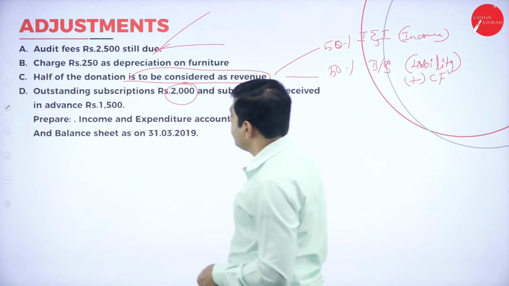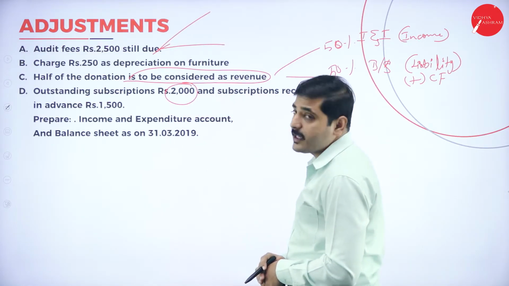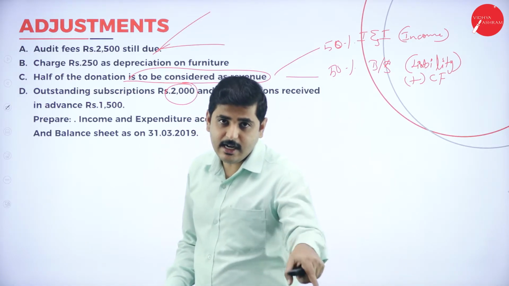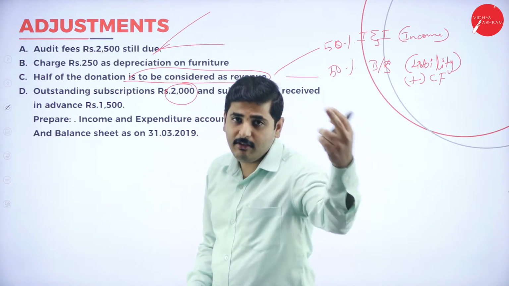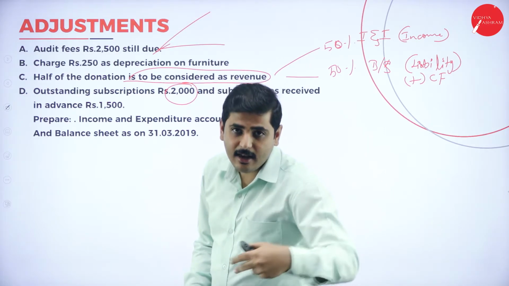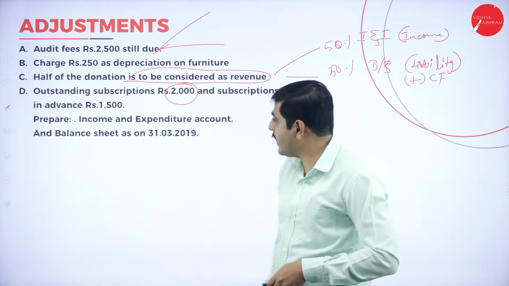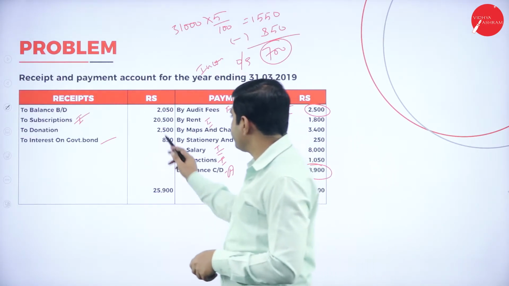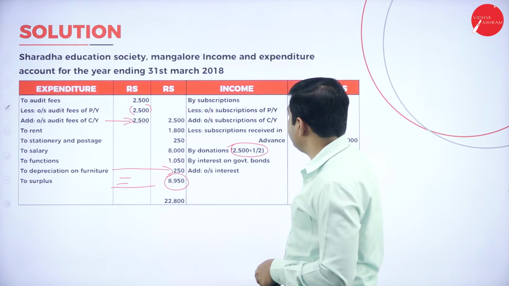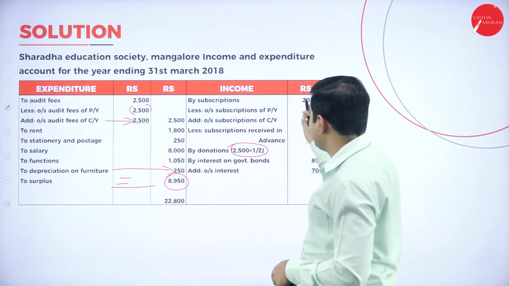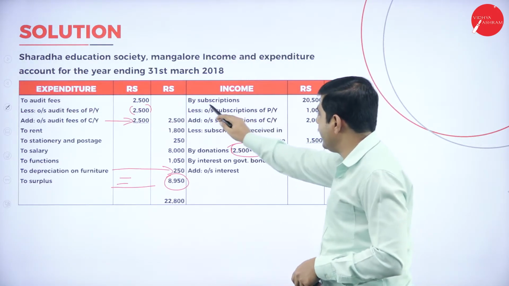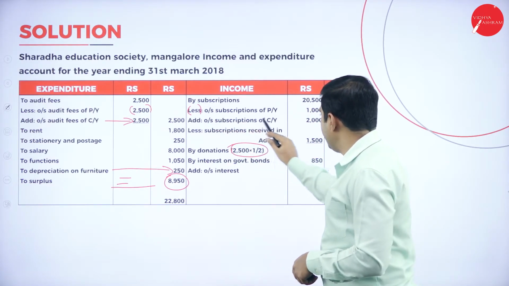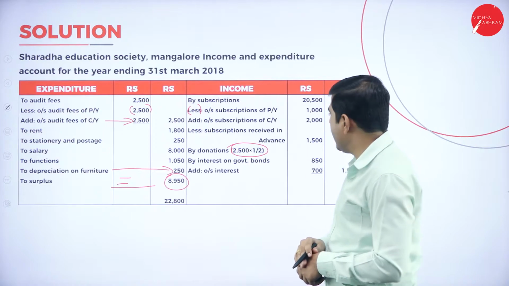Okay. Now let's go to the next item, outstanding subscription. Coming to subscription: previous year outstanding deduct, current year outstanding add, previous year advance received add, current year advance received deduct. Okay. So look at the subscription. Total subscription is 20,500. Previous year outstanding deduct it. Current year outstanding add it.